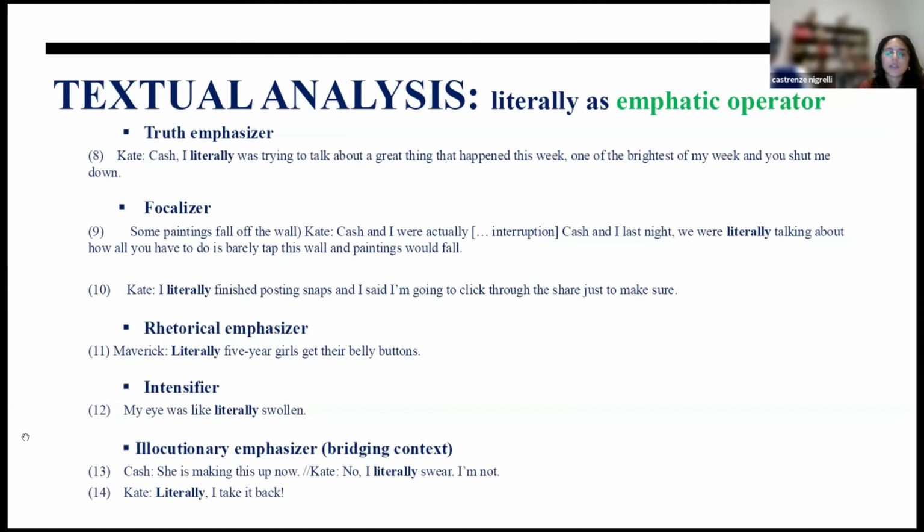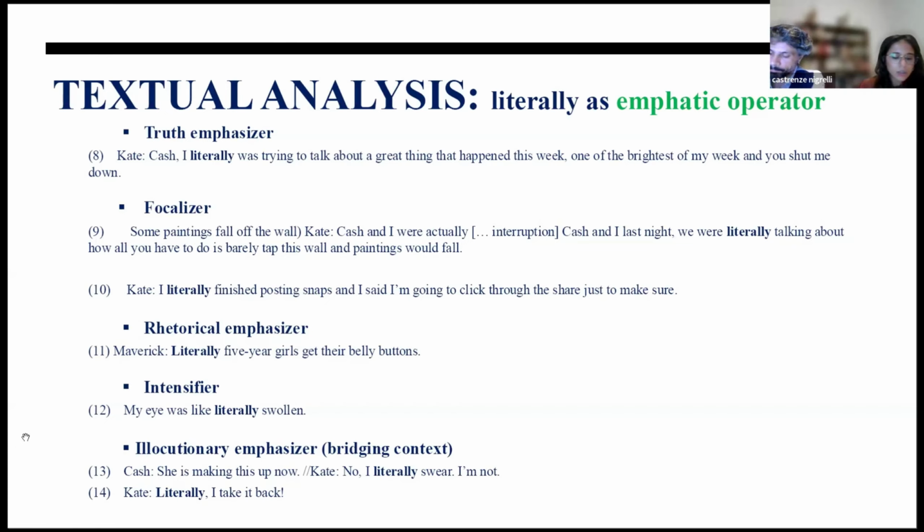Moreover, literally can function also as a focalizer, when its primary role is to emphasize and assert the identity of two arguments, as can be seen in example 9. Here, literally focalizes the identity between the actual event of the paint falling off the wall, to which actually relates, and the topic discussed earlier by Cash and Kate. Similarly, as shown in 10, literally can also emphasize the temporal simultaneity of two events that are, on the one hand, a finished Potkin snaps, and on the other hand, I said I'm going to click.